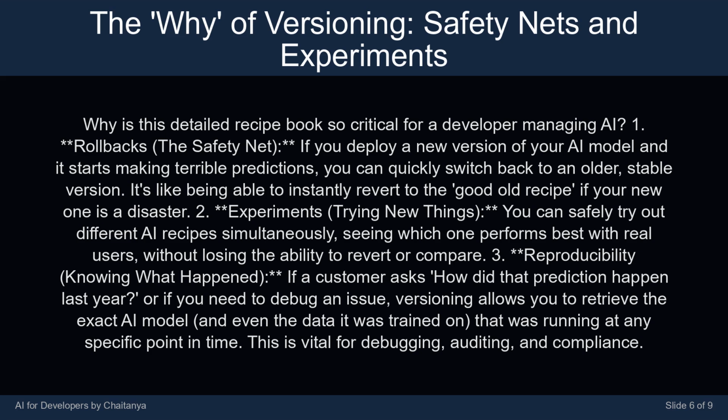2. Experiments. Trying new things. You can safely try out different AI recipes simultaneously, seeing which one performs best with real users, without losing the ability to revert or compare. 3. Reproducibility. Knowing what happened. If a customer asks, how did that prediction happen last year? Or if you need to debug an issue, versioning allows you to retrieve the exact AI model, and even the data it was trained on, that was running at any specific point in time. This is vital for debugging, auditing, and compliance.